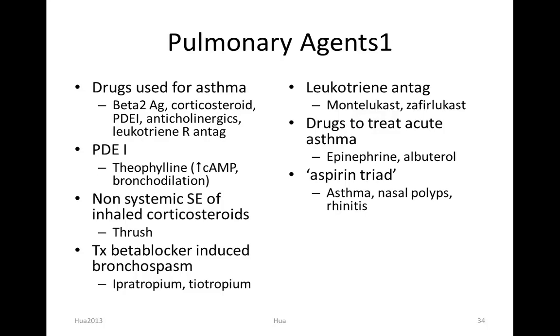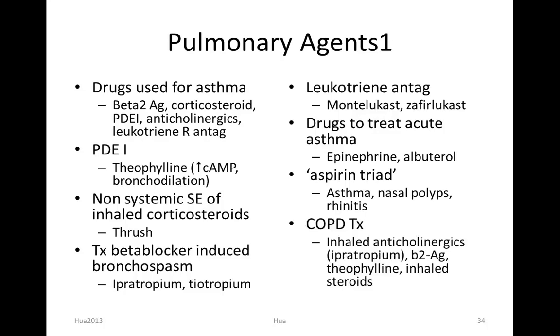Aspirin triad, these are some side effects with aspirin. It can cause asthma, can cause nasal polyps and rhinitis. COPD treatment: inhaled anticholinergic like ipratropium, beta-2 agonist, the albuterol, theophylline, inhaled steroid.